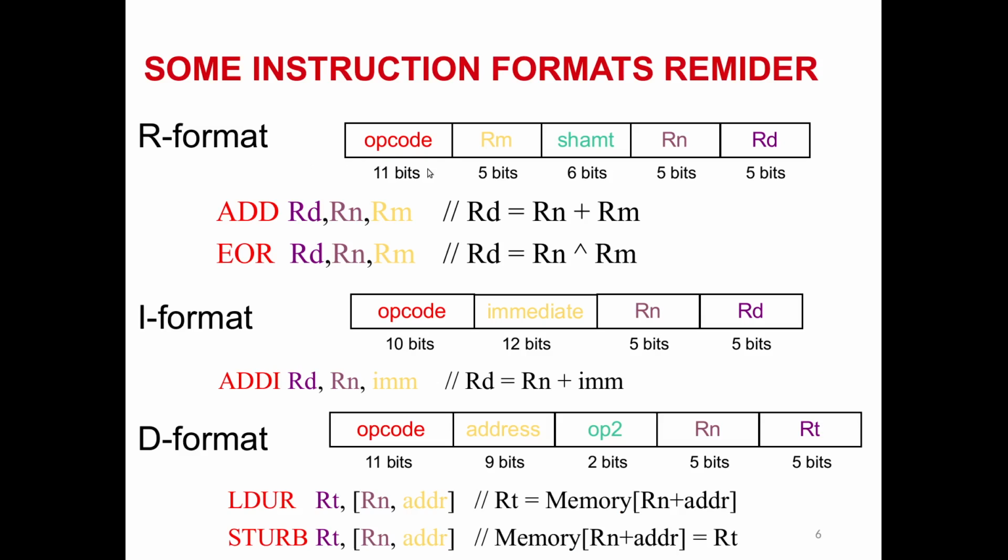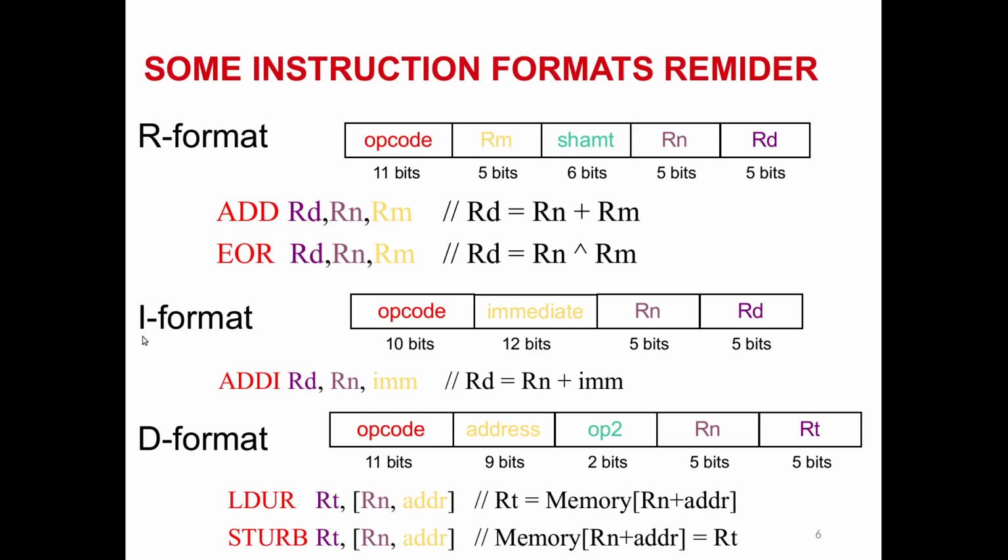It has 11 bits for opcode, 5 bits for Rm, 6 bits for shamt, 5 bits for Rn, and 5 bits for Rd. Two examples of R format can be seen here: ADD Rd, Rn, Rm, in which Rd will be replaced by the value of Rn plus Rm. EOR, or exclusive OR, Rd, Rn, Rm. In this instruction, Rn will be exclusive ORed with Rm and the value will be written into register Rd.